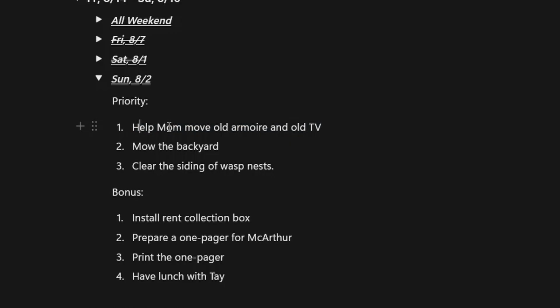But with respect to my other priority tasks, the mowing of the backyard and the clearing of the siding of my house of wasp nests, neither of those things were really on my radar. Those were not on my mind at all day, and neither were they when I first sat down to look at this system.